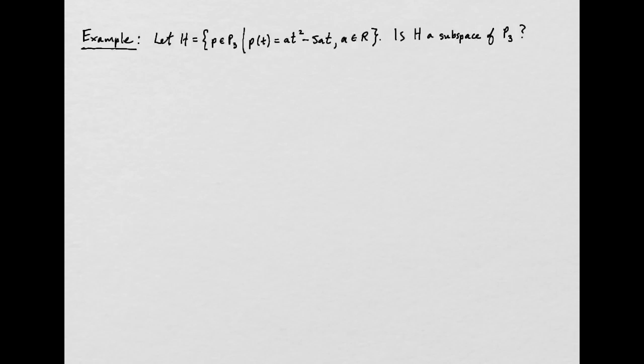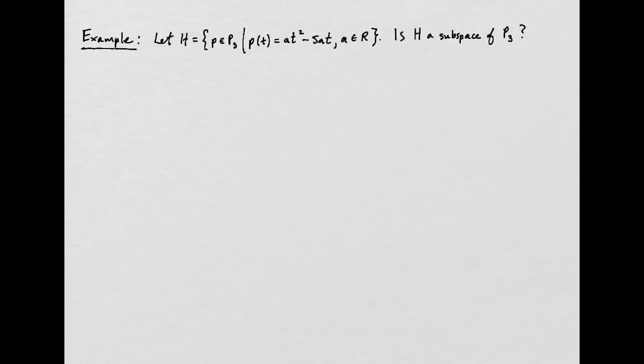The first thing that someone might think about is, is p in P3? Well, we're told that it is. This first part here says p is in P3. But over here, it says p of t is at squared minus 5at. This is a second degree polynomial. P3 is the vector space of all third degree polynomials. So someone might wonder, is this a trick question? Because this looks like a polynomial in P2, not P3. So let's clarify that first off.